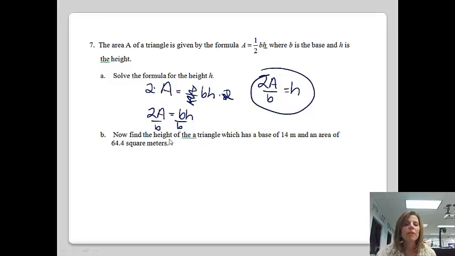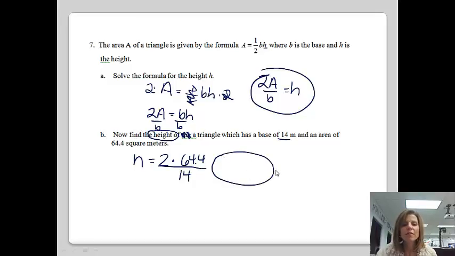Alright, the next part says now find the height of a triangle which has a base of 14 and an area of 64 square meters. So we want to find the height. I'm just going to put H equals 2 times A, they told me the area was 64, and then divided by B, they told me the base was 14. I don't have my calculator on me, so I will let you figure out that answer, and that will be in meters. Right, I did find out this answer is 9.2, so that's the height of the triangle.